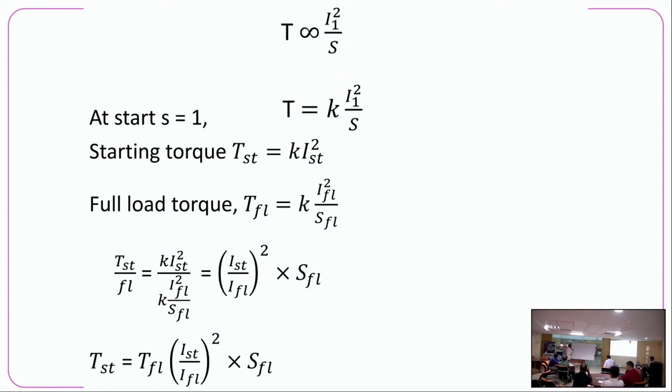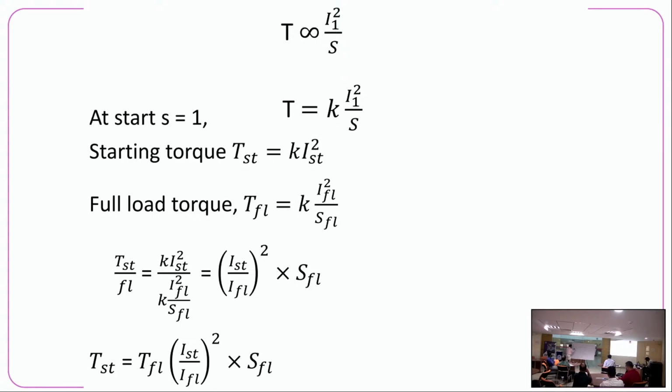And if slip equal to 1, that corresponds to starting. Slip equal to 1, then we have starting torque equal to 3 by omega S into starting current IST square into R2 dash, since the starting slip is 1. Let us find the ratio of starting torque by full load torque.